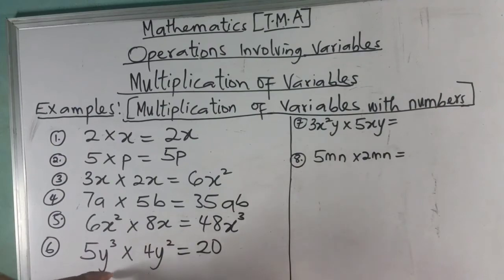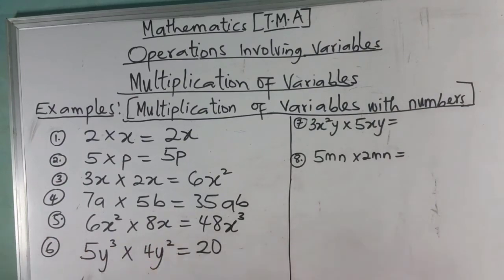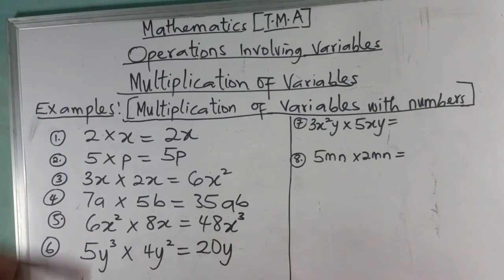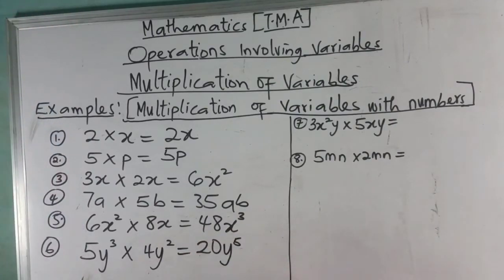Then y cubed times y squared. You pick, just because they are the same variables, it's multiplication. So you have y cubed, this 3 times y squared. So you pick one of the y because of the same variable, they are the same, and we have done this. So 3 and 2, that is what? 5. It appears 5 times, that is 20y raised to power 5.